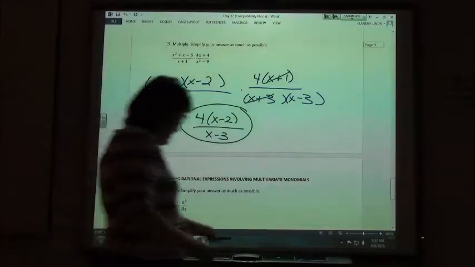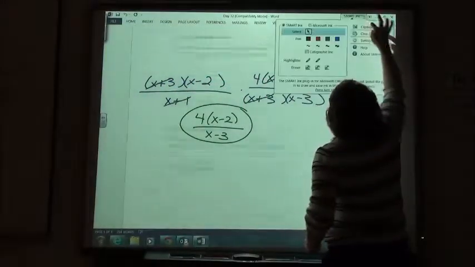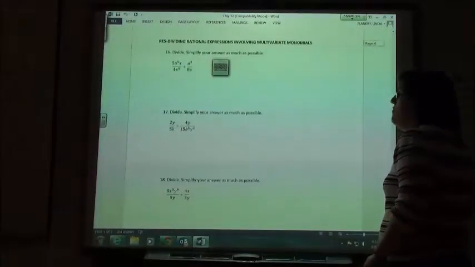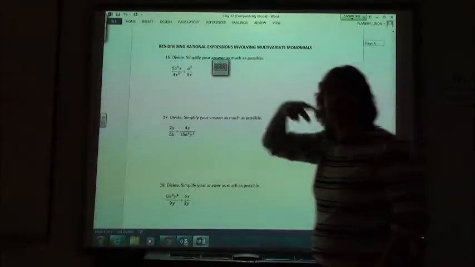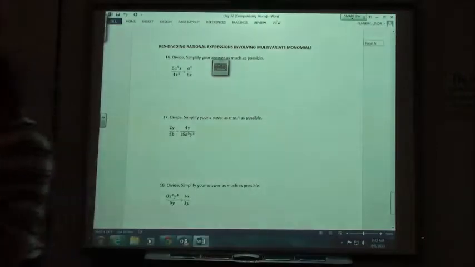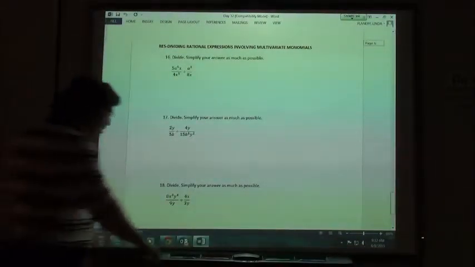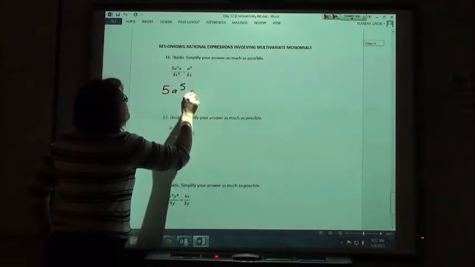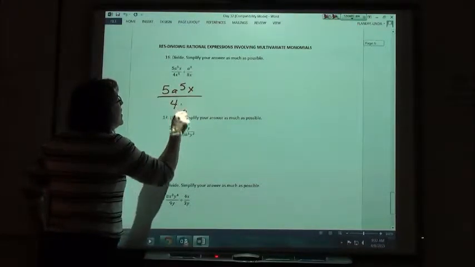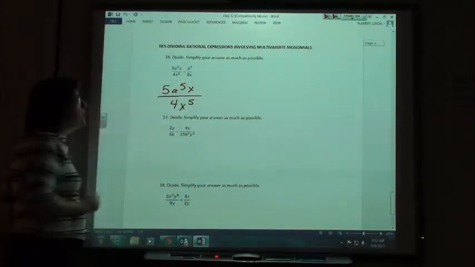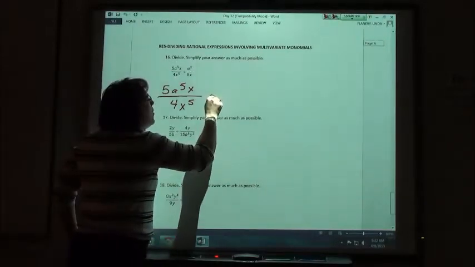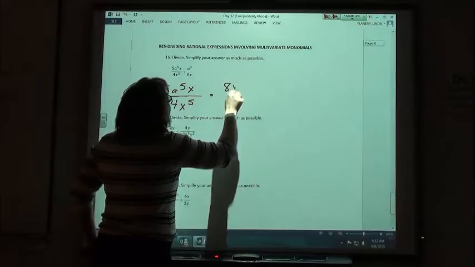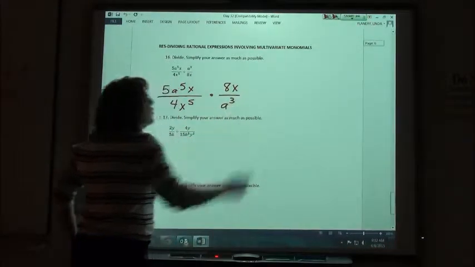And then the last three on this page have to do with dividing fractions. So when we divide fractions, we have to invert the second fraction and multiply. So we're going to change this problem into 5a to the 5th x over 4x to the 5th, leaving the first fraction alone, but then we have to multiply by the reciprocal of the second fraction. So 8x over a to the 3rd.